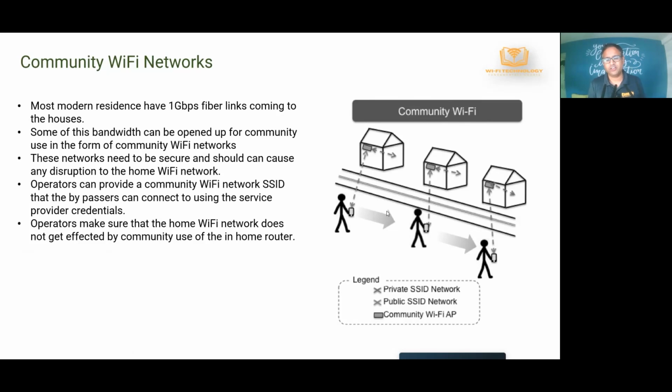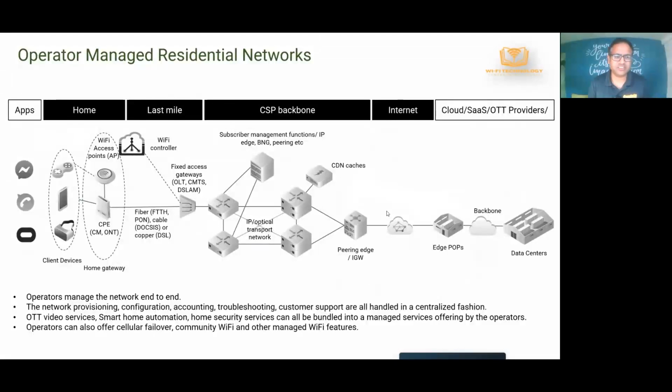So although you're using the same physical router, virtually they are different networks, right? And you are using the bandwidth that is coming to the home, but then you also need to make sure that the private SSIDs and users in the home are getting enough bandwidth, right? And that's normally how community Wi-Fi works, especially if you are living in an area which is heavily populated, like metropolitan cities and large apartments. If you want to open up some of the bandwidth for public use, the operators can do that. So these are some of the use cases and trends that we have seen, at least in the residential Wi-Fi space.